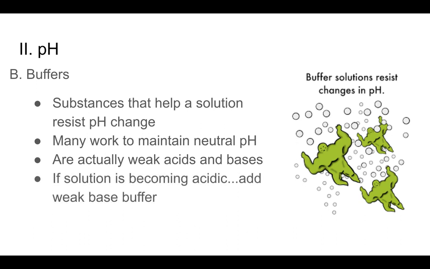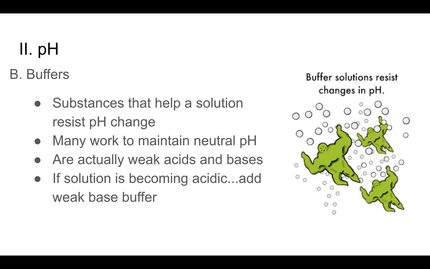And really, here is how you should think about it. If you have a solution that is becoming acidic, that means the hydrogen ion count is climbing up, up, up, up, up. We're getting lots of hydrogen ions in the solution. If you want to attempt to maintain that solution's pH, instead of letting it shift towards the acidic range, you would add sort of the counterpart, the opposite. You would add a weak base buffer. So if a solution is becoming acidic, you would add a weak base buffer.